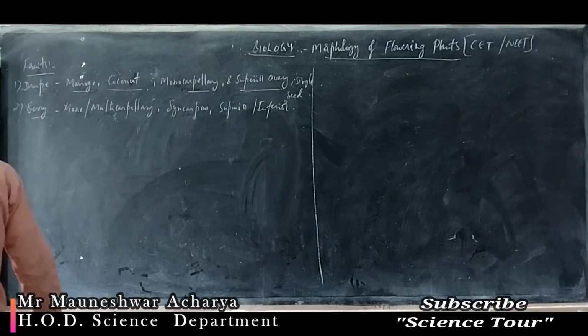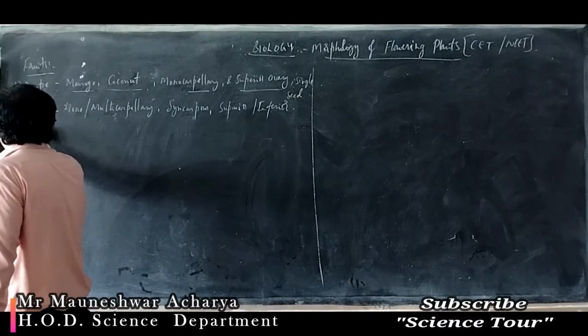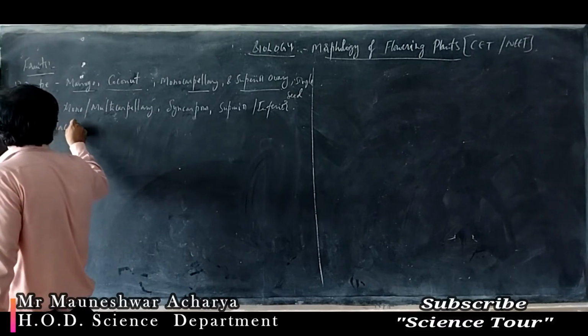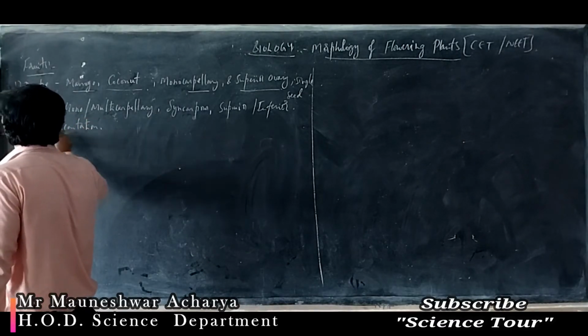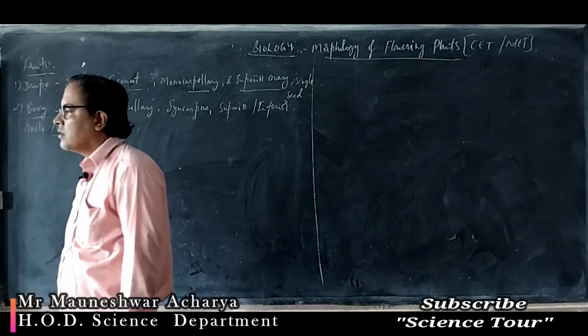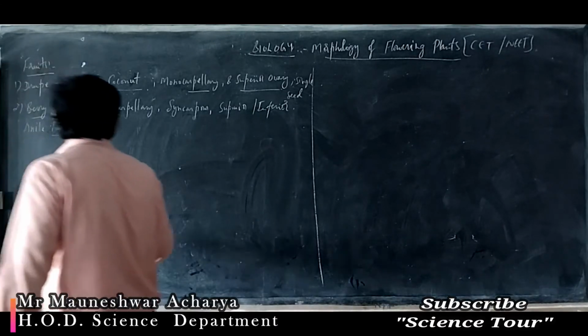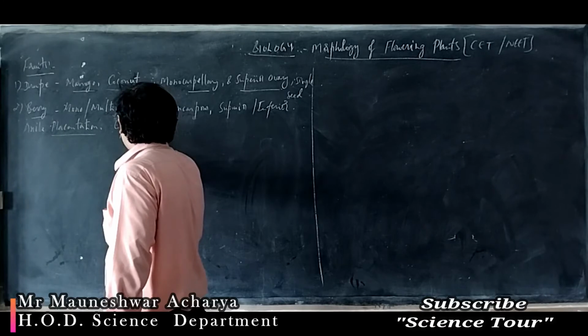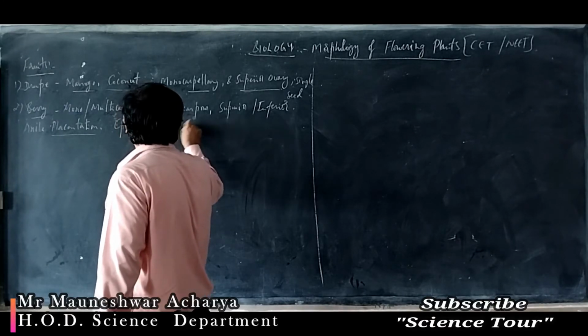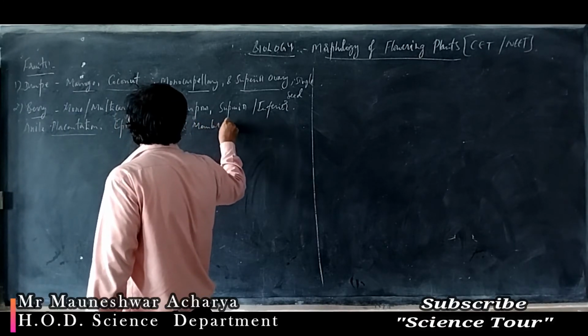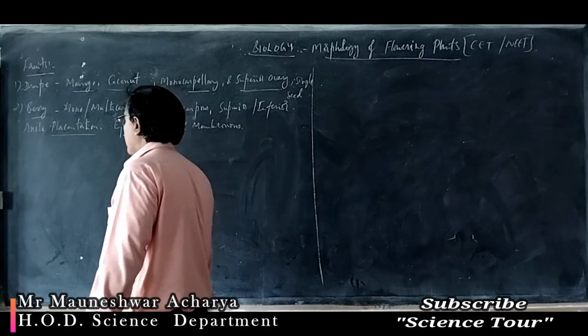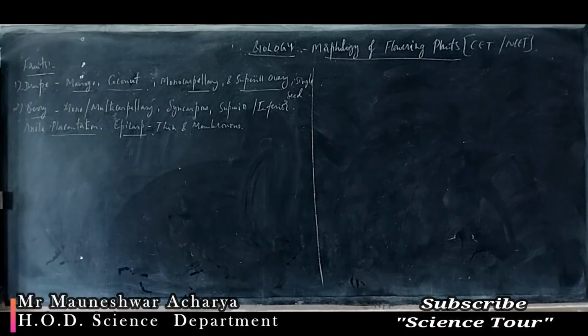Then you can see in this case axile placentation. Example you can give tomato, lemon, China rose, brinjal, guava. Epicarp is thin and membranous. That is the outermost layer, the outermost coating. It's called epicarp, which is thin and membranous.